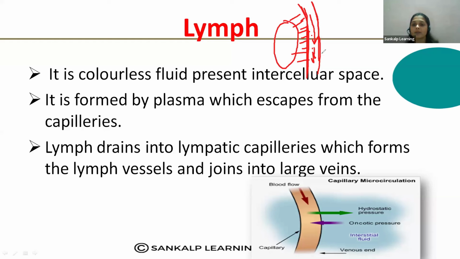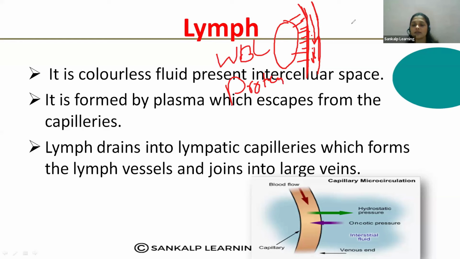ಓಕೆ, and which are the components of the lymph? ಲಿಂಪ್ ಅಲ್ಲಿ ಏನೇನಿರತ್ತೆ, ಏನೇನಿರತ್ತೆ ಅಲ್ವಾ. So lymph contains WBC and proteins, a small amount of protein ಇರುತ್ತೆ, but it is colorless.